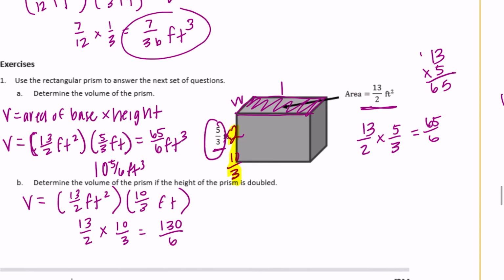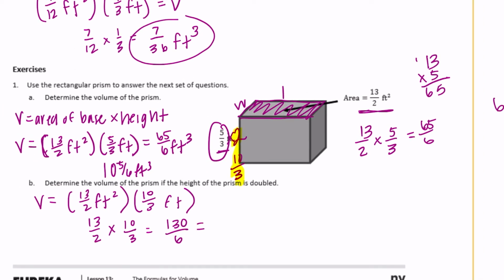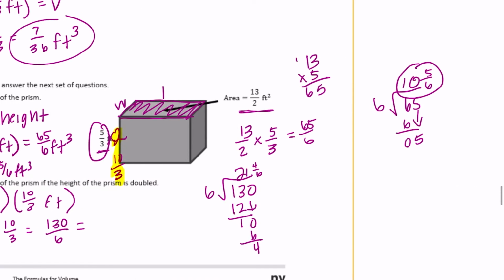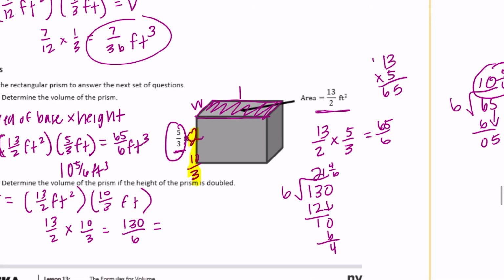So that would be equal to, let's see, 130 divided by 6. 6 can go in there twice, in there once, 21 and 4/6, or 21 and 2/3 feet cubed.